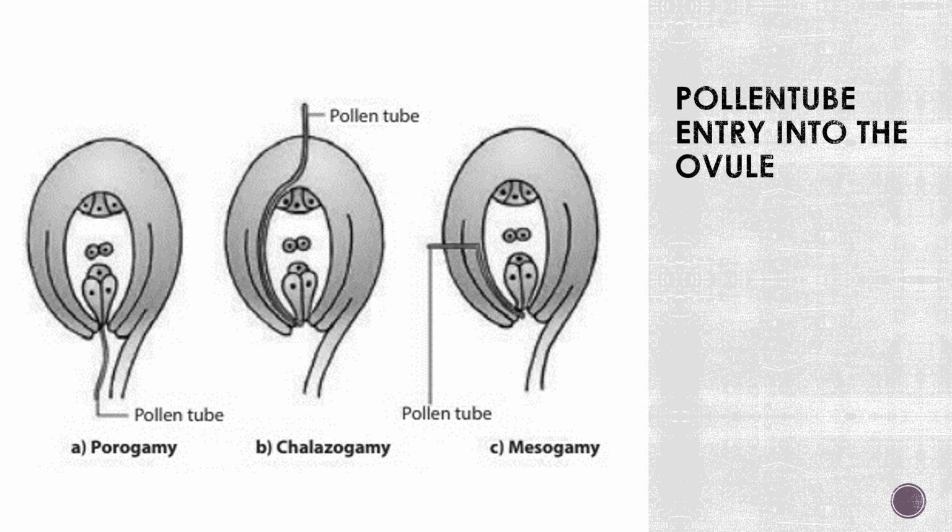As you can see here in the diagram, the first picture represents porogamy, where the pollen tube enters the embryo sac from the micropylar region. On the contrary, if the pollen tube enters the ovary or the embryo sac from the chalazal region, then this method is called chalazogamy, which is shown here in diagram B. While if the pollen tube takes an intermediate path, that is, in between the chalazal and micropylar region, then that method of entry of the pollen tube into the ovary is called mesogamy.